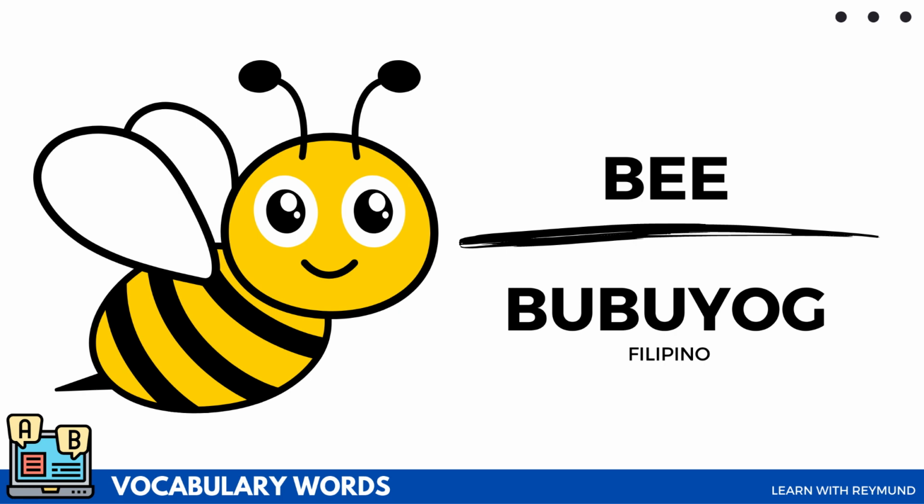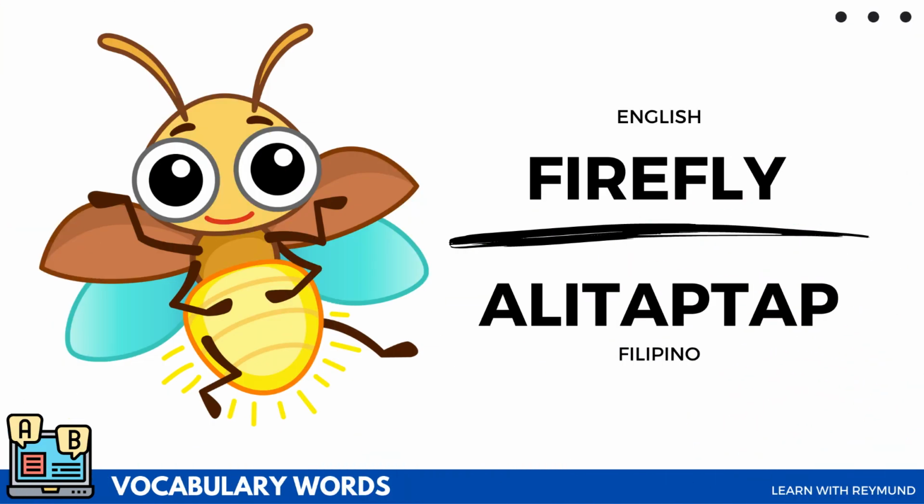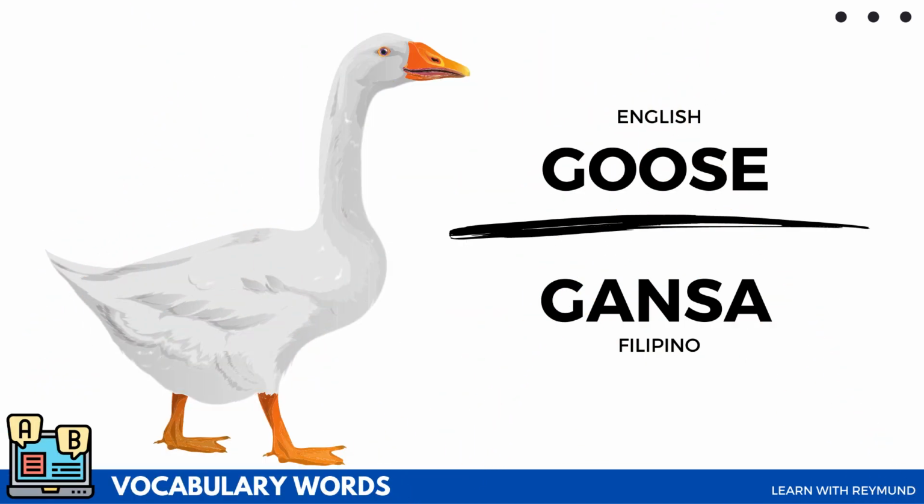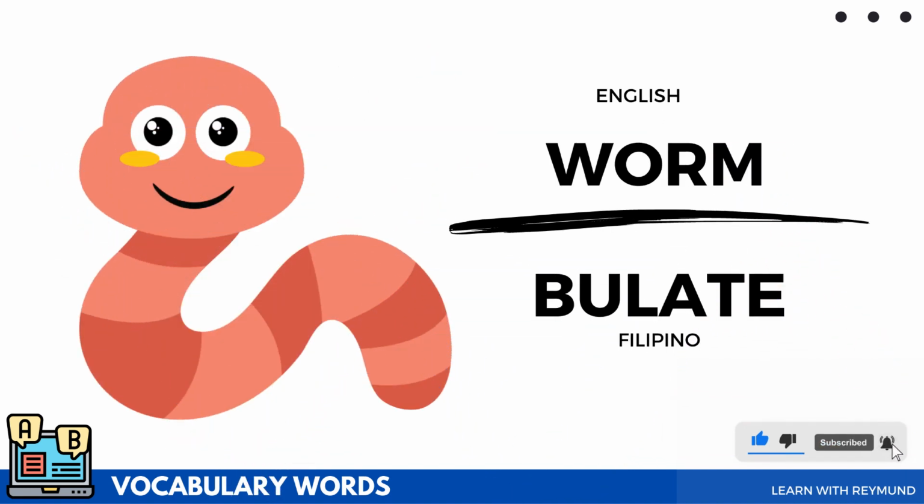Bee, bubuyog. In English, it's a firefly, and in Filipino, it's an alitaptap. Firefly, alitaptap. It's a goose in English, and in Filipino, it's a gansa. Goose, gansa. In English, it's a worm, and in Filipino, it's a bulate.